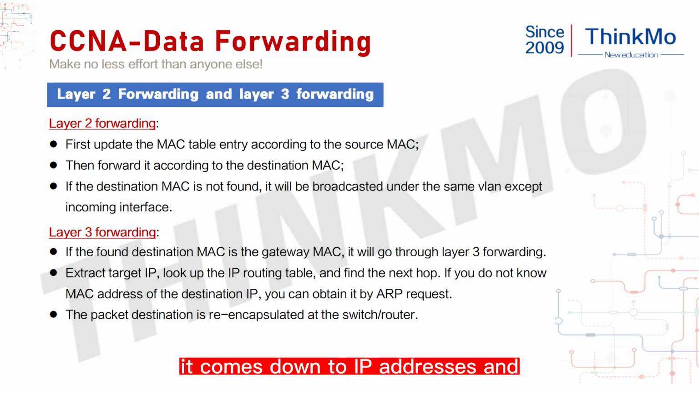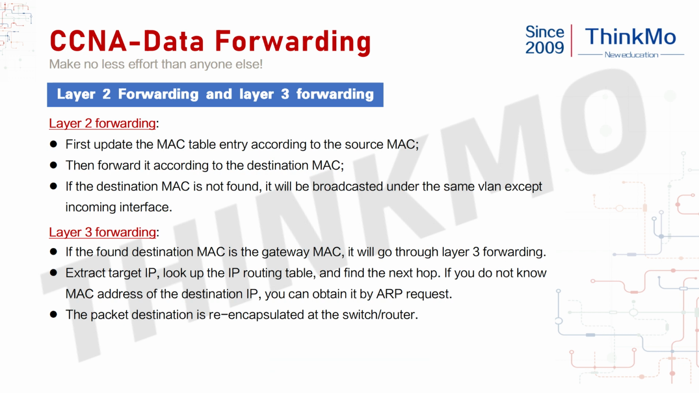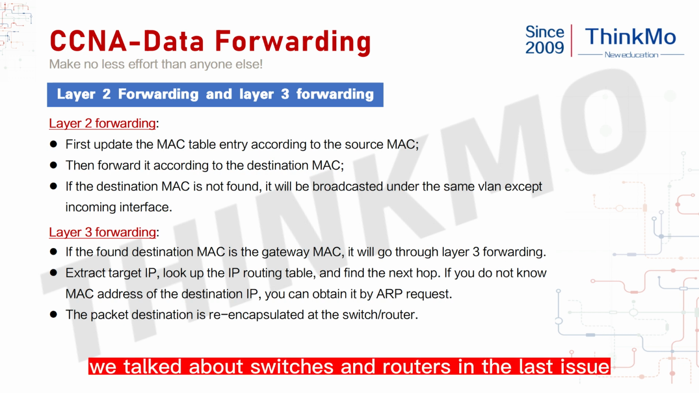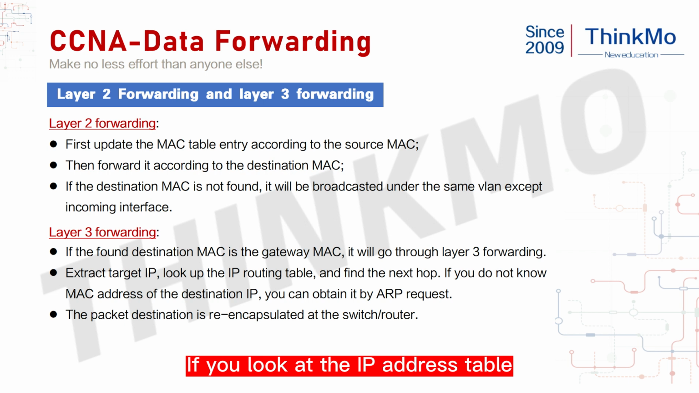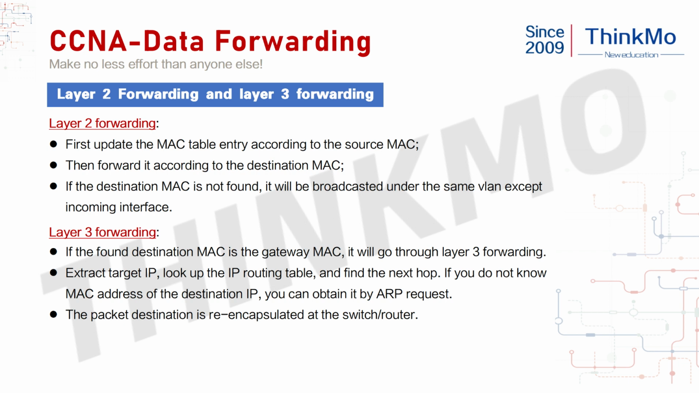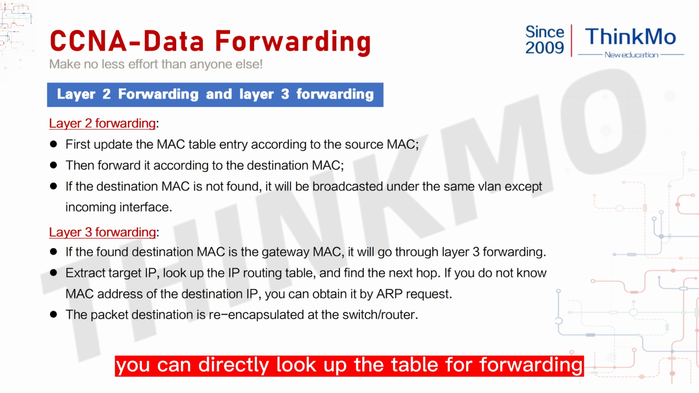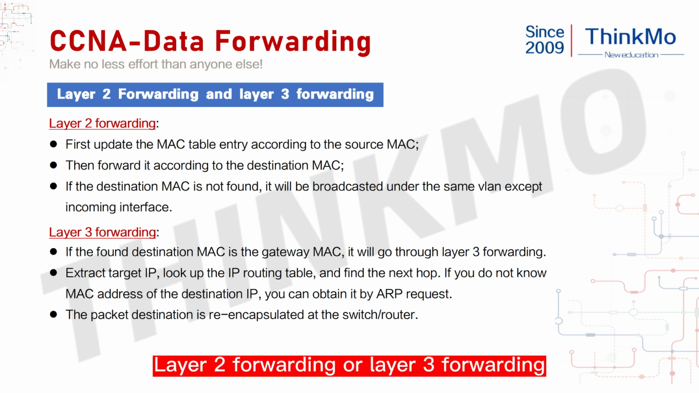It comes down to IP addresses and the concept of a MAC address. Their difference. We talked about switches and routers in the last issue. If you look at the IP address table, it matches according to the longest mask. If there is more than one, find the best one. Then the data is forwarded. For the MAC address table, you can directly look up the table for forwarding. So back to today's topic. How does it judge layer 2 forwarding or layer 3 forwarding?